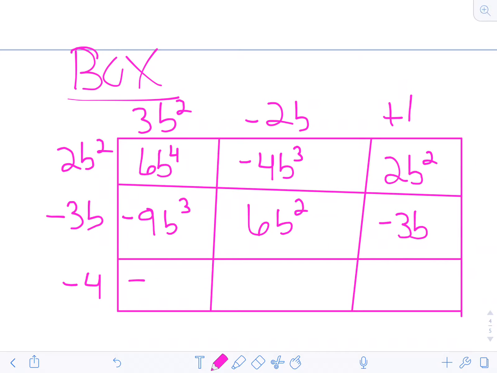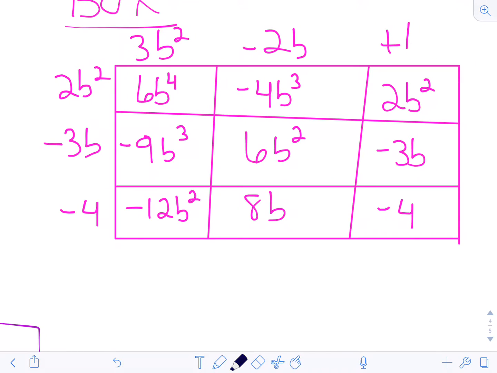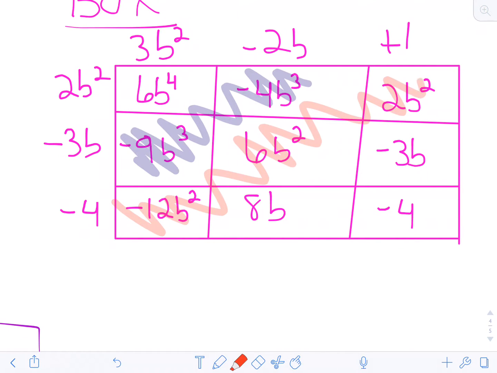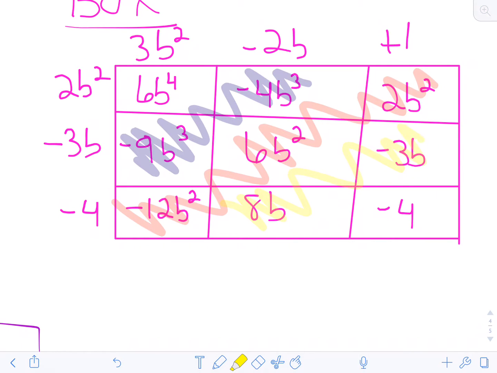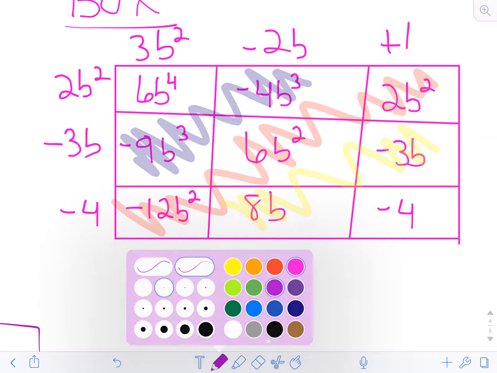Negative 4 times 3 is negative 12, and there's no variable on the negative 4 at all, so we're just going to multiply your numbers. Negative 4 times negative 2 is 8, and there's b. Negative 4 times 1 is a negative 4. And then again, if you look at your diagonals, you have your b cubes right here that you want to combine. You have your b squares right here that you want to combine. And you have your b's right here that you want to combine. Okay, so we're going to go ahead and combine those to get a final answer.